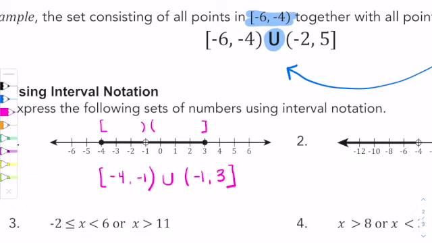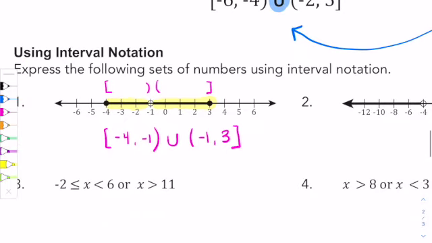So just note, when you have an open circle, that means the number is not included. On this number line, we can have any number between -4 and -1, including -4, but not including -1. And we can have any number between -1 and 3, not including -1, but including 3. And smallest numbers come first.